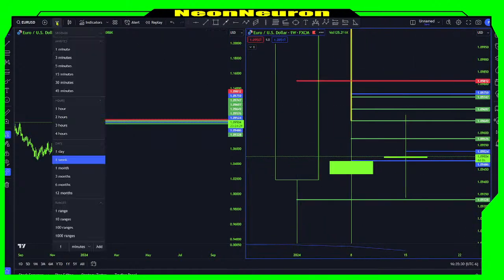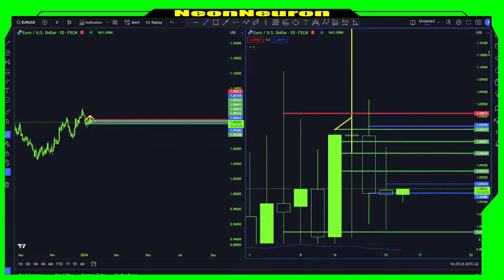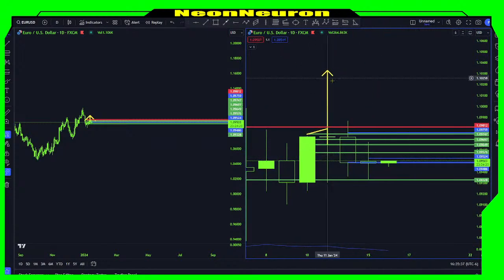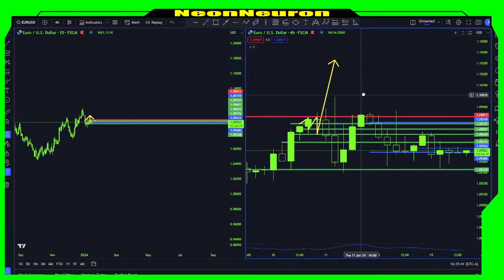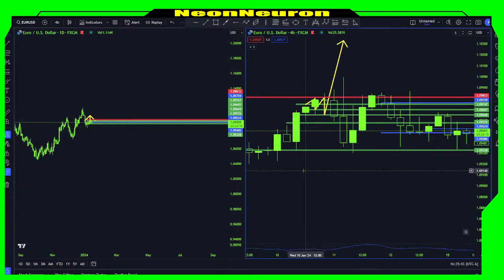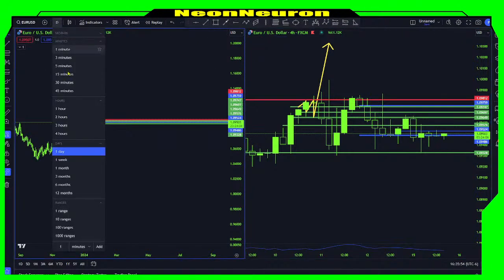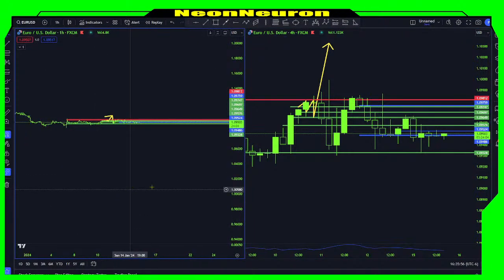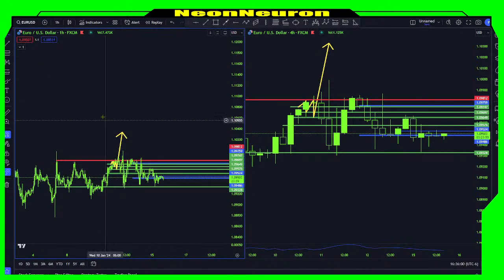Actually, let's take this one to the daily, just so we can get a better picture of what we were expecting. Oh, actually, we're going to have to go a little bit lower than that. 4 hour? Yeah, 4 hours, good. So you can see here, that was what I was anticipating price to move in a kind of megaphone pattern. And that's pretty much what happened. So let's get price over here so we can see.